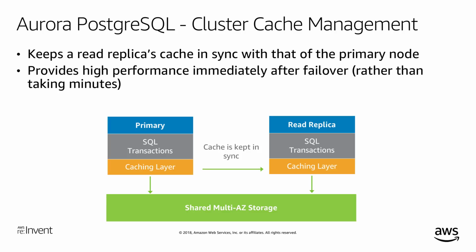We also have a new feature called Cluster Cache Management. What that's going to do is keep a read replica's cache in sync with that of the primary node. Typically when a node fails, the cache has to heat back up or rehydrate itself on the instance that is brought up to take over for the failed node. In this case, the caches are kept in sync so that there is no rehydrating. So it provides high performance immediately after failover instead of having to wait for the cache to repopulate itself. Again, as in all Aurora, the storage is decoupled, and so that cache is kept in sync at the database layer.